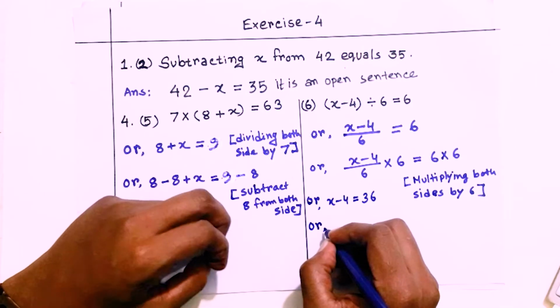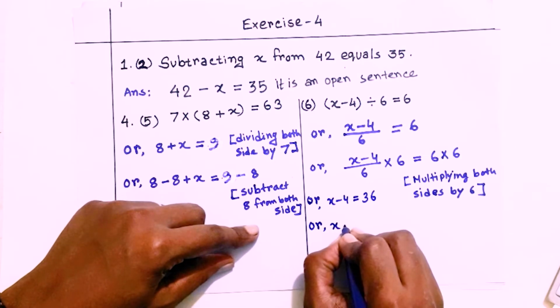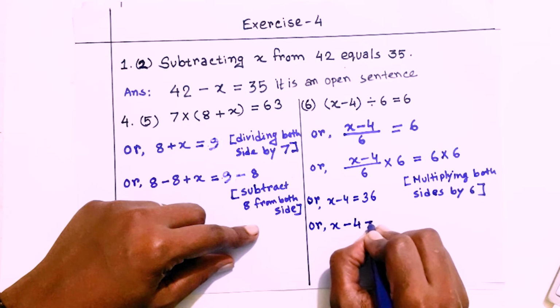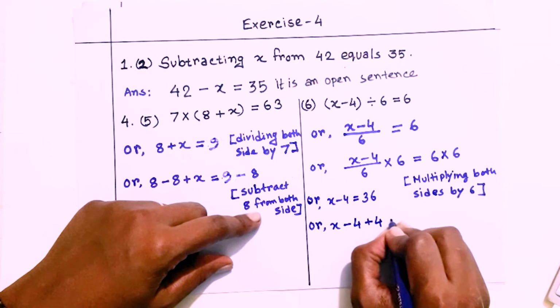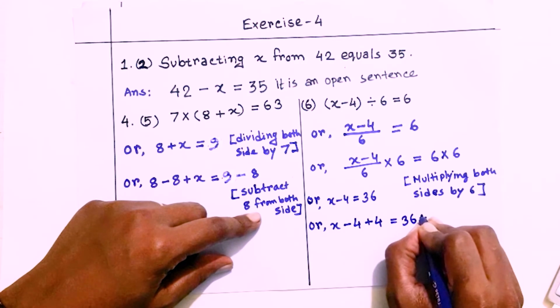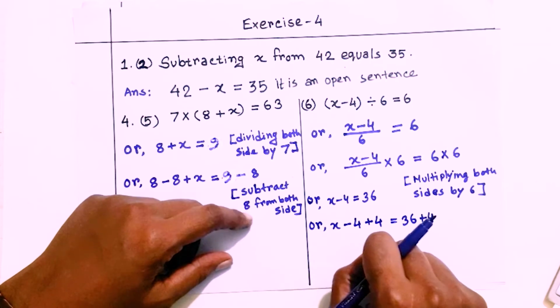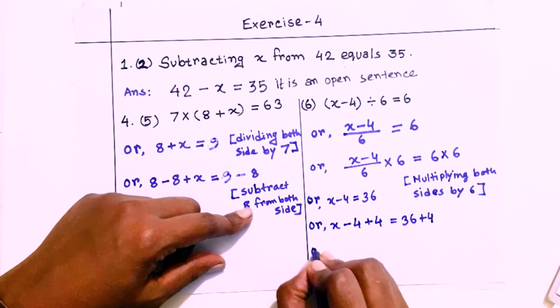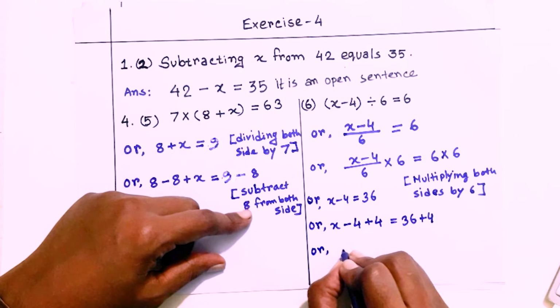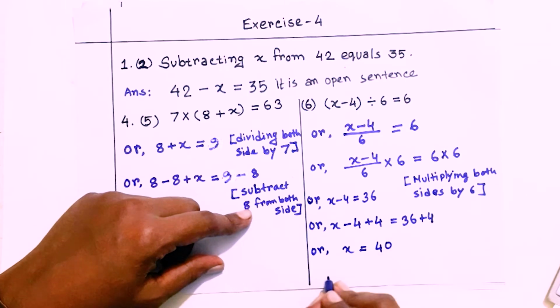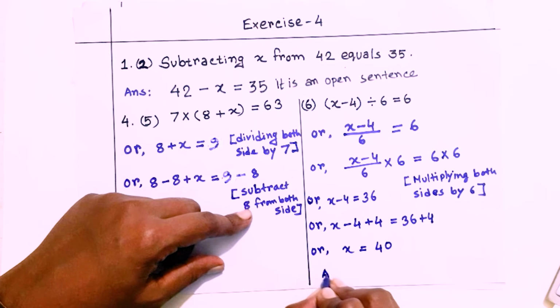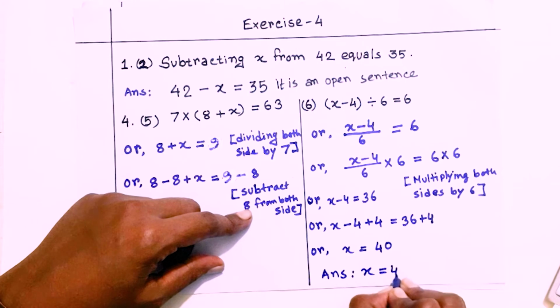Now x minus 4 plus 4, to vanish this 4, is equal to 36 plus 4, adding 4 on both sides. So x is equal to 36 plus 4, which is 40. Therefore, the answer is x is equal to 40.